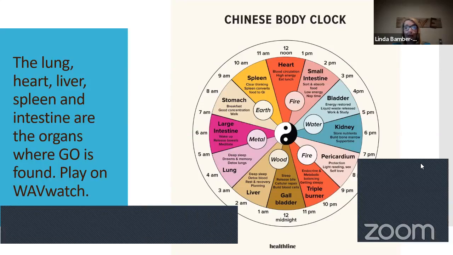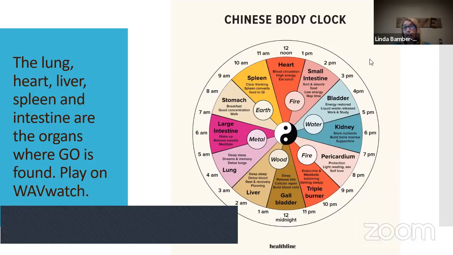So that's an idea along those lines, is to use the Chinese body clock and play certain frequencies according to the clock. So if you have kidney problems, the best time to play kidney is from 5 to 7. Yes. Did somebody have a comment?